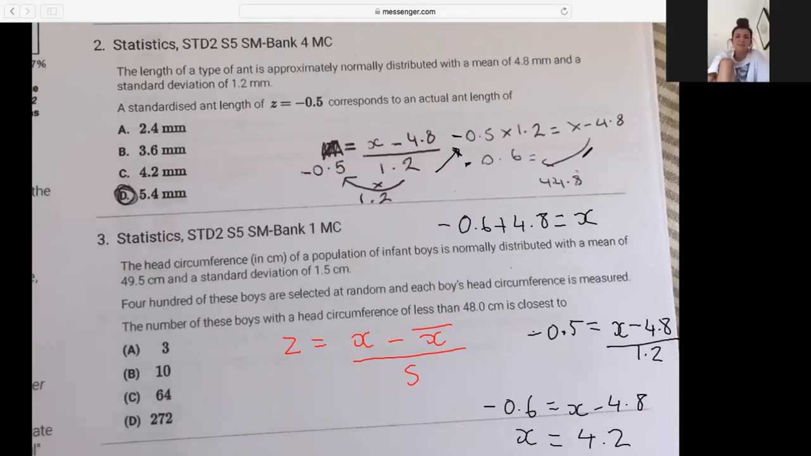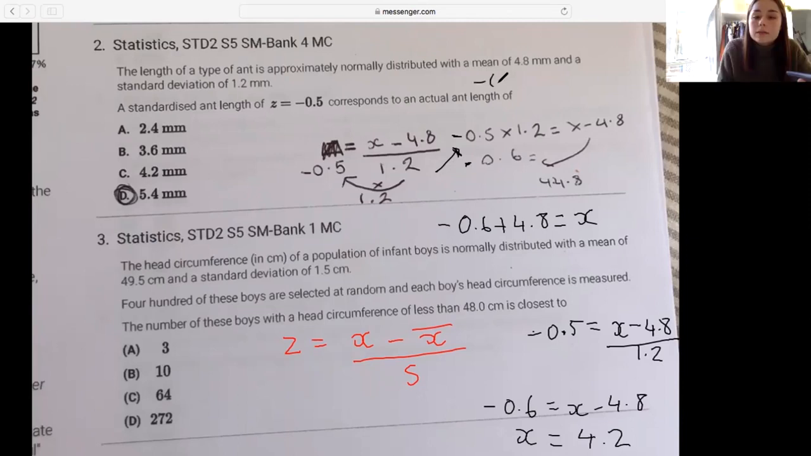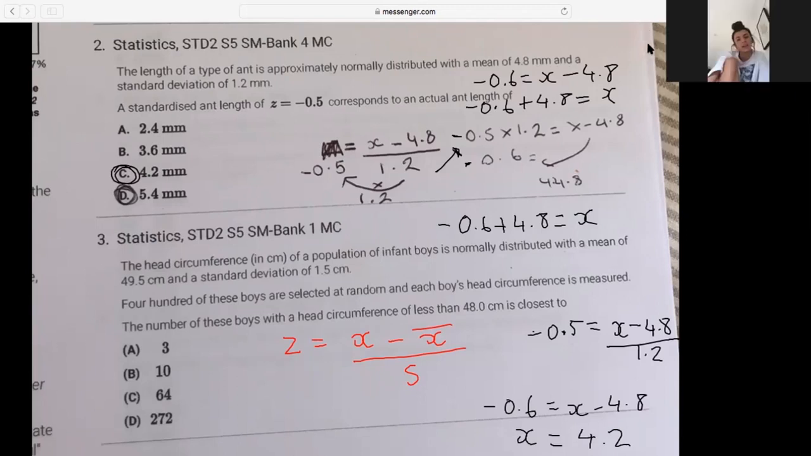Okay. And so then it's just negative 0.6 equals X minus 4.8. And then negative 0.6 plus 4.8 equals X. So it's C, 4.2. Is that all good? Yeah. Cool.